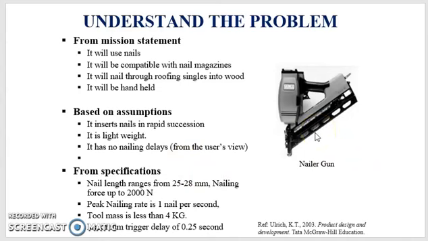These basic needs were subsequently translated into the target product specification. The target specifications now can be summarized as: the nail length ranges from 25 to 28 mm, nailing force up to 2000 Newton, peak nailing rate is 1 nail per second, total mass is less than 4 kg for the machine, and the maximum trigger delay of the machine will be 0.25 seconds.